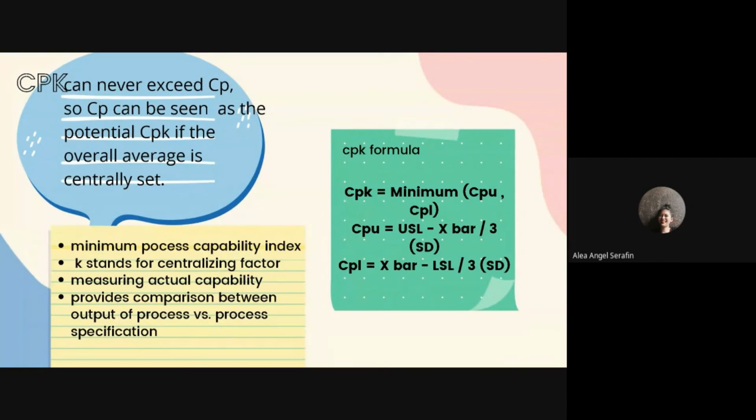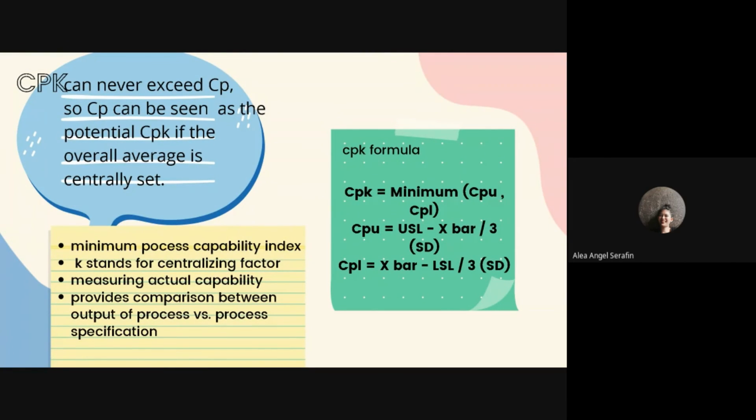So, moving forward to another topic, which is the Minimum Process Capability Index, known as CPK. The K in CPK stands for centralizing factor. It measures actual capability and provides a comparison between the output of a process versus the process specification.